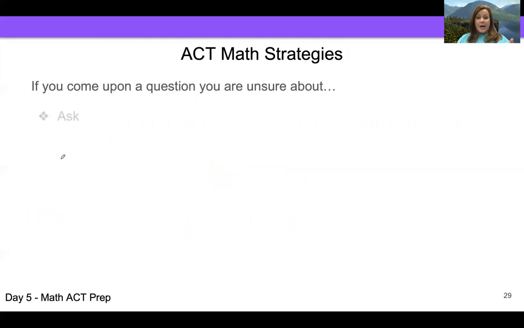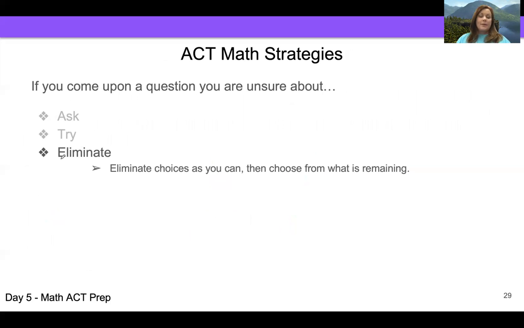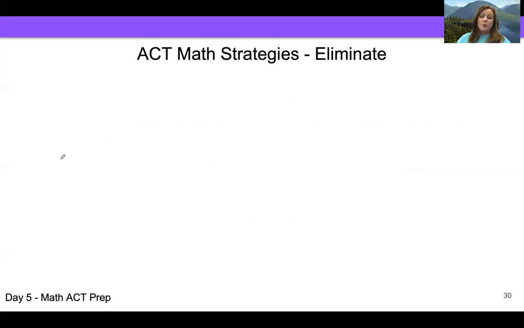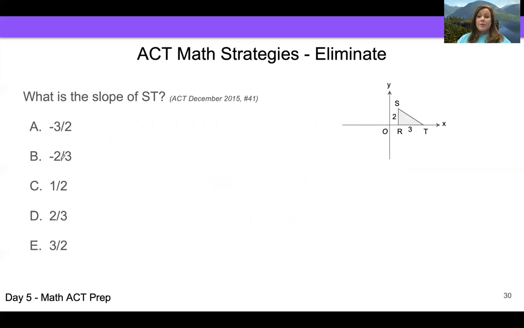Now, after you ask, after you try, then let's start eliminating possibilities. Eliminate as many choices as you can, because if you take a total guess, you have a 20% chance of getting it right. But if you can eliminate some possibilities, then you can increase that percentage.